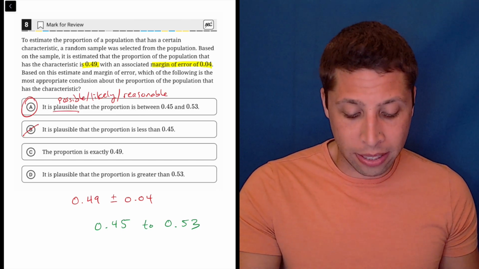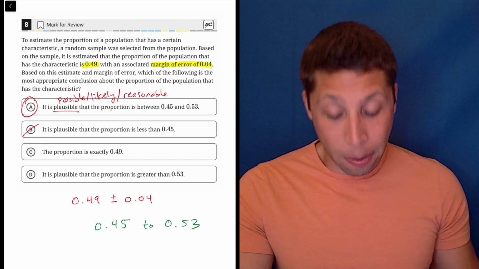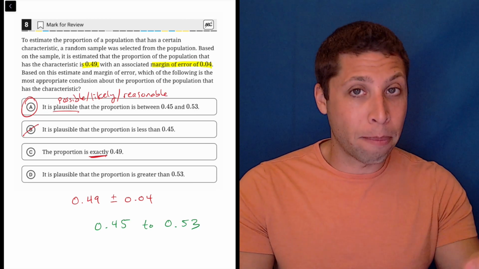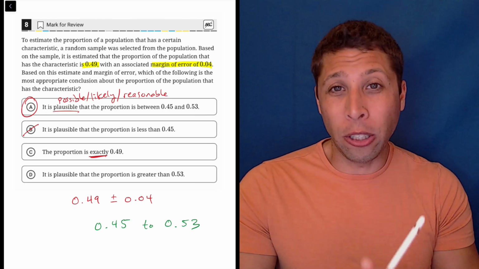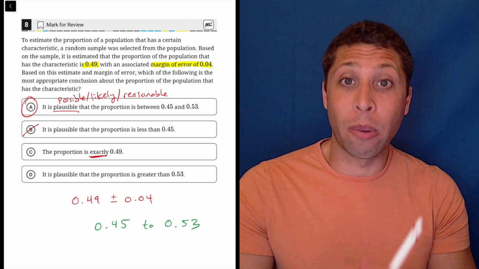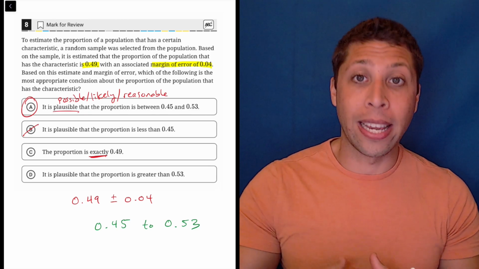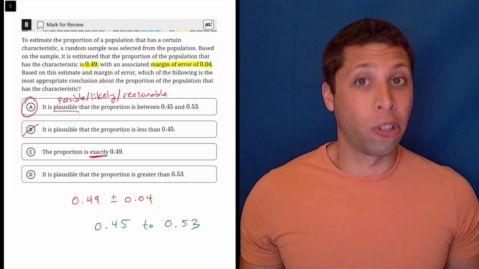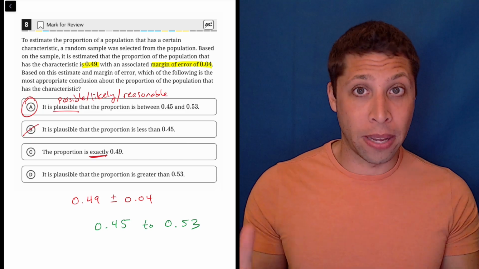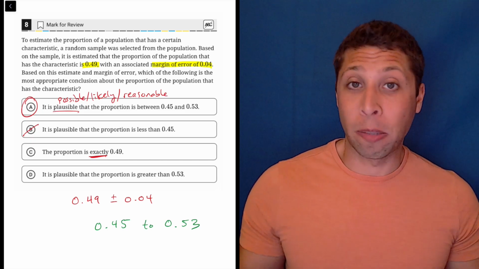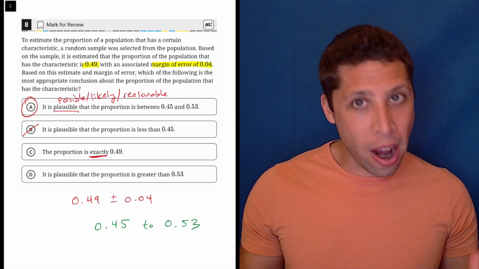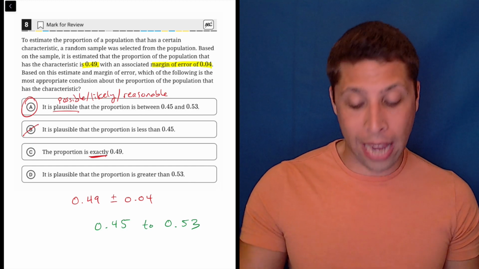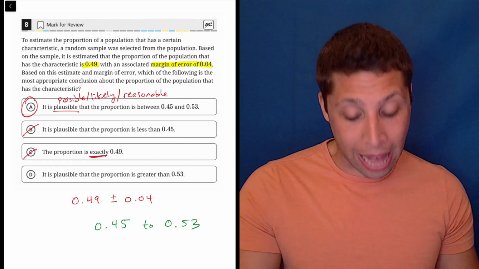C, the proportion is exactly 0.49. Well, anytime in statistics we start talking about exact numbers, we've got a problem. Very rarely do we have the ability to say with certainty what's going to happen. The point of a survey is to get an estimate, and the point of a margin of error is to kind of widen that estimate to be as accurate as possible. But it's very, very difficult to be perfectly accurate. So this choice is a big red flag.